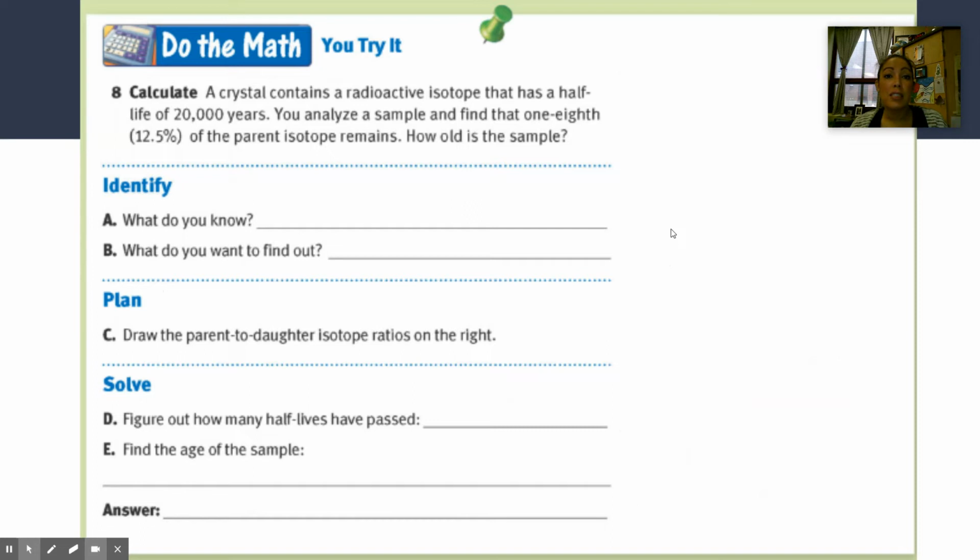Now we're going to do this on our own. So the book's not going to give us, well, we'll go over the answers, but the book didn't give them to us. And you should be filling this in your book as we go.